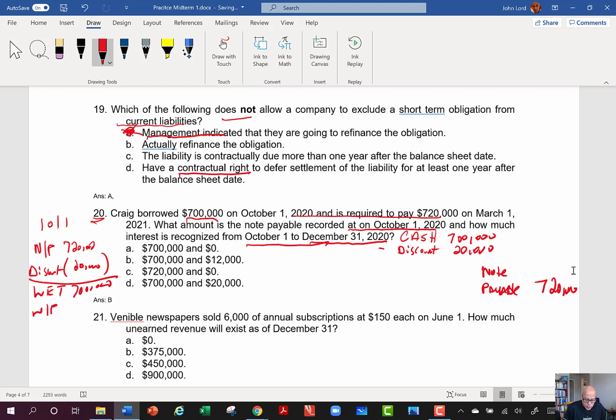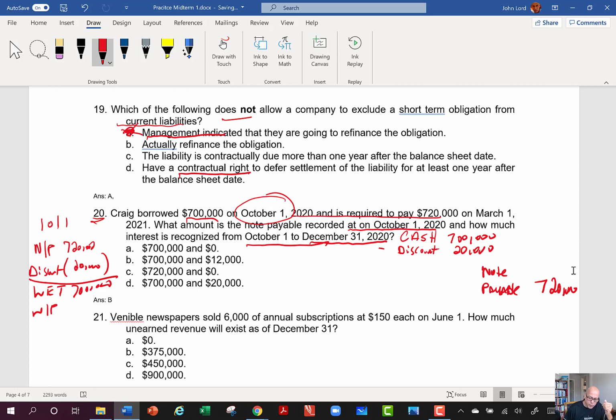to December 31st, 2020. Okay, so we've got two different things they're asking us here, and they're really asking us two amounts at two different dates. One is the note payable right after they signed it on October 1st, 2020. They want to know that. And then they want to know what is the interest.